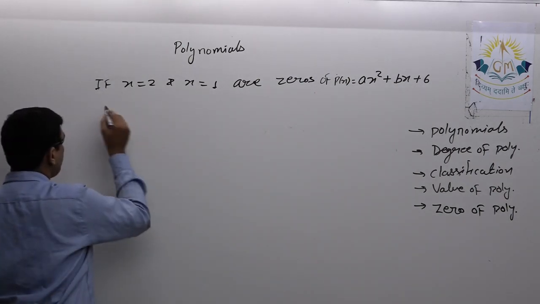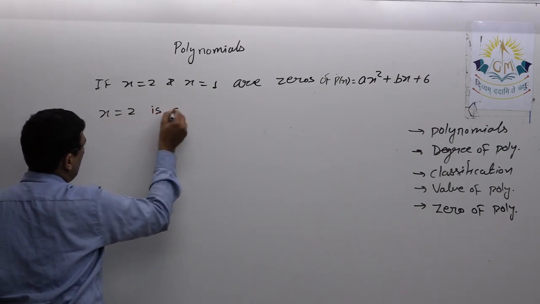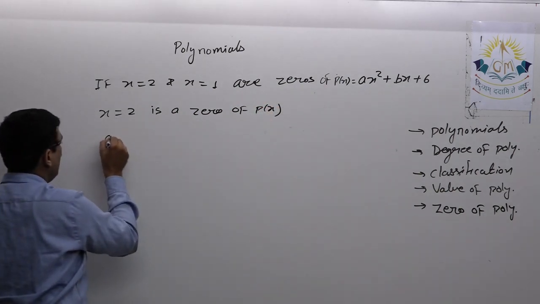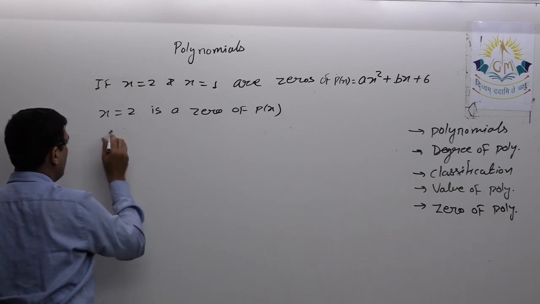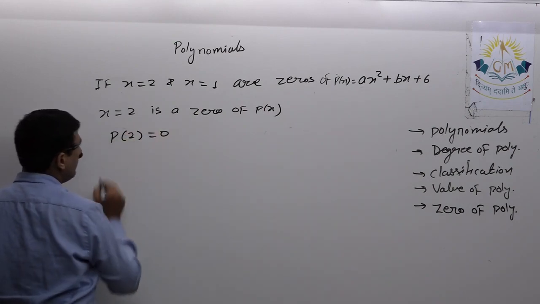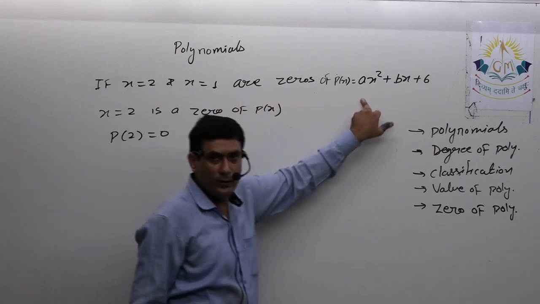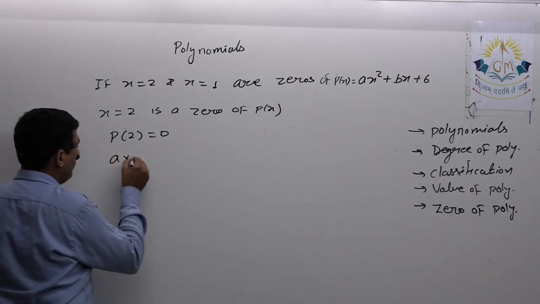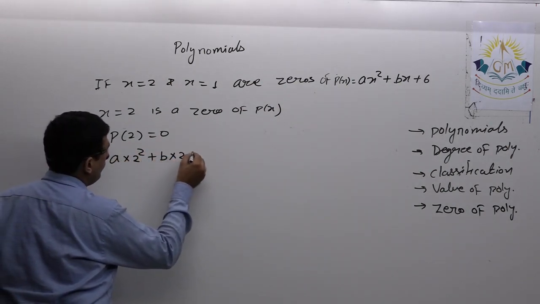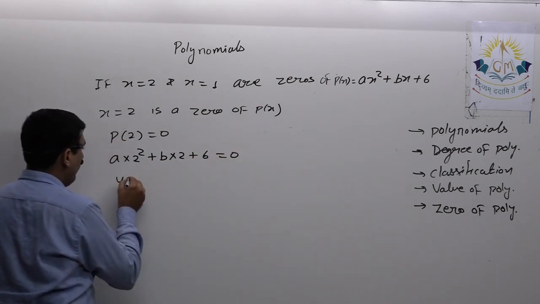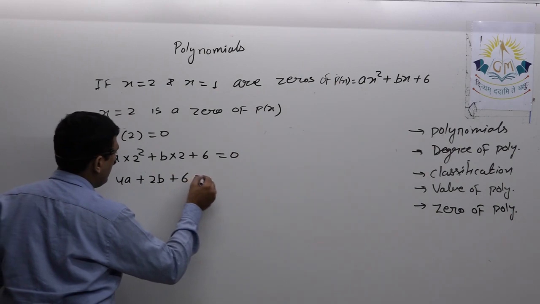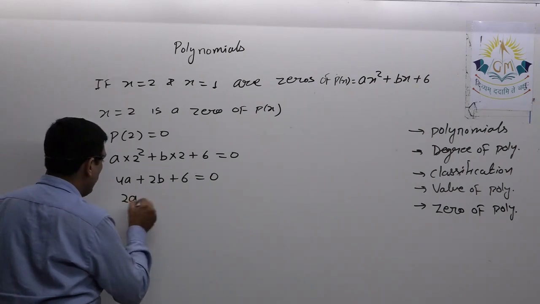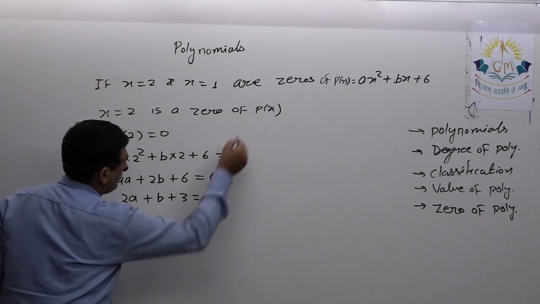b. So x equal to 2 is a zero of p(x), so I can write p of 2 is equal to 0, isn't it? It is given x equal to 2 is a zero of this. That means p of 2 must be 0. That means a into 2 square plus b into 2 plus 6 is equal to 0. That is 4a plus 2b plus 6 is equal to 0. Okay, now if I divide throughout by 2, I will get 2a plus b plus 3 is equal to 0.